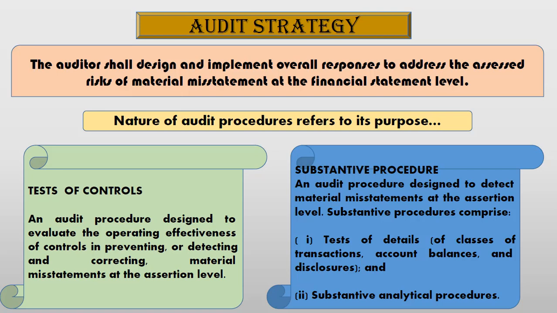Now, be mindful: substantive procedure is designed to directly test the assertion, while test of controls is designed to test the process and procedure to see whether those will be able to prevent, detect, and correct material misstatements. So these are two different audit strategies. Test of controls focuses on process. Substantive procedure focuses on the assertions.